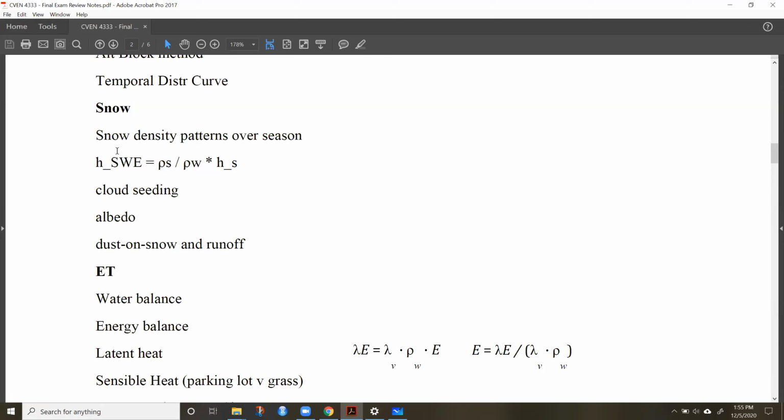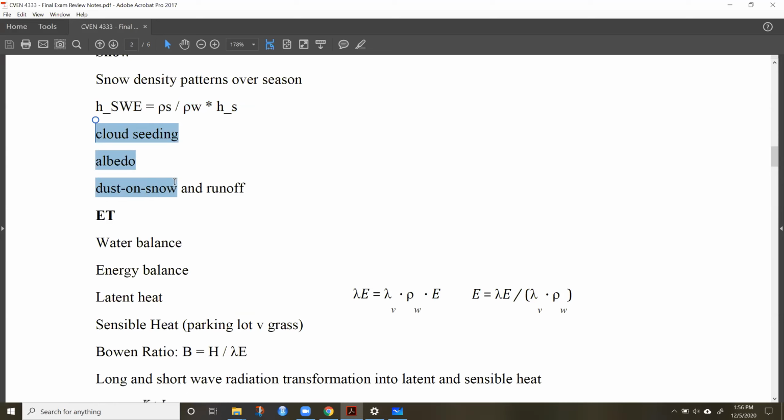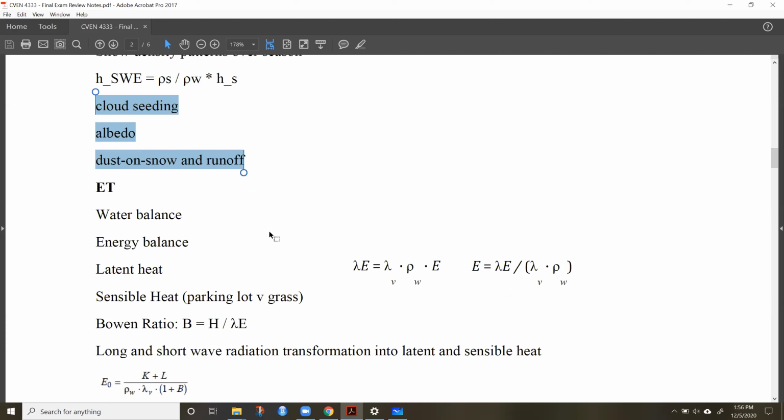Snow, remember that SWE, snow water equivalent. You know that equation. I'm going to give you all the equations you'll need, but just be familiar with how we get the depth of water in snow from the density of snow and the height of the snow. Be familiar with the concepts behind cloud seeding, albedo, and the influence of dust on snow on runoff.